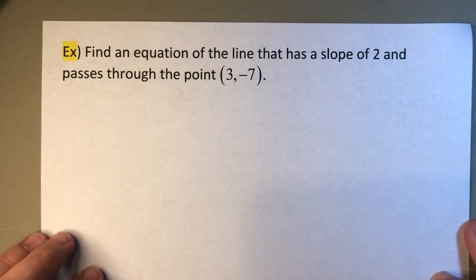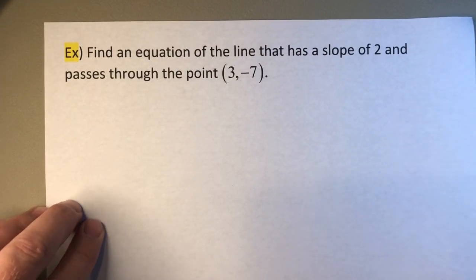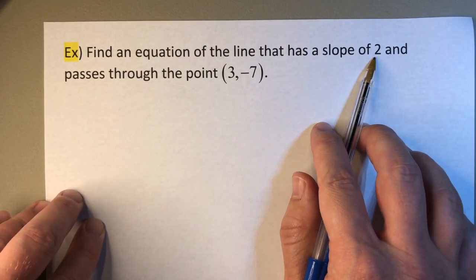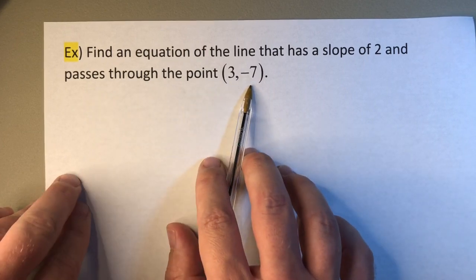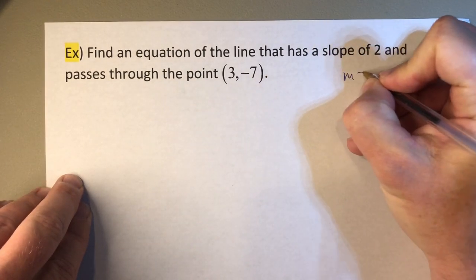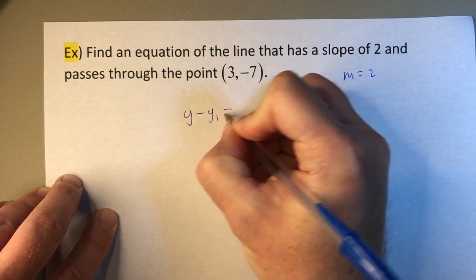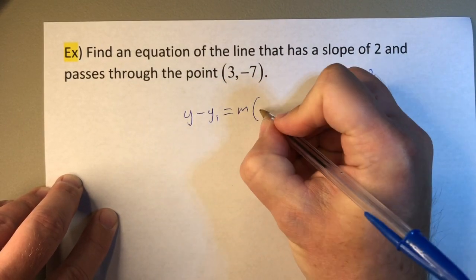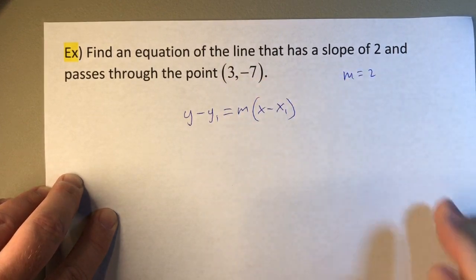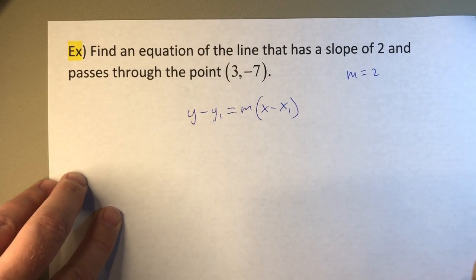So what about this example? Find an equation of a line that has a slope of 2 and passes through this point 3, negative 7. So we know that m is equal to 2. So if we wanted to use this, you're certainly welcome to do so. The point slope form, you can go ahead and do this to come up with the equation of a line.